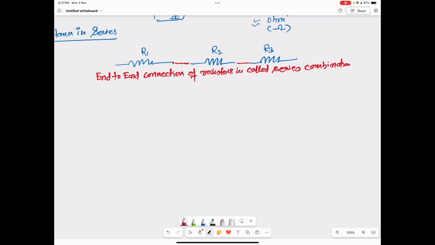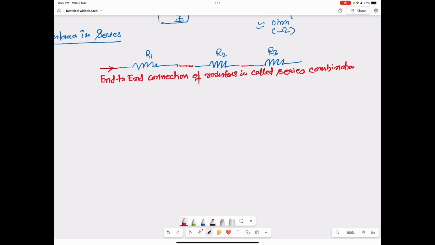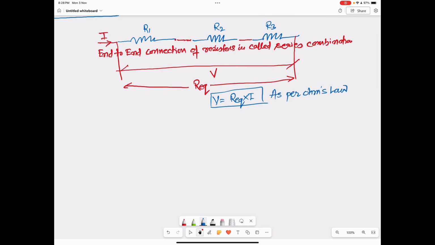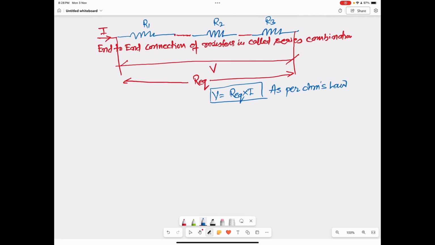Now, in this case a current I is flowing through it and I am applying a voltage V across this entire system. There is an equivalent resistance Req of the entire system, R1, R2 and R3, which are connected in series. So I can write the formula as V is equal to Req into I. This is as per Ohm's law.